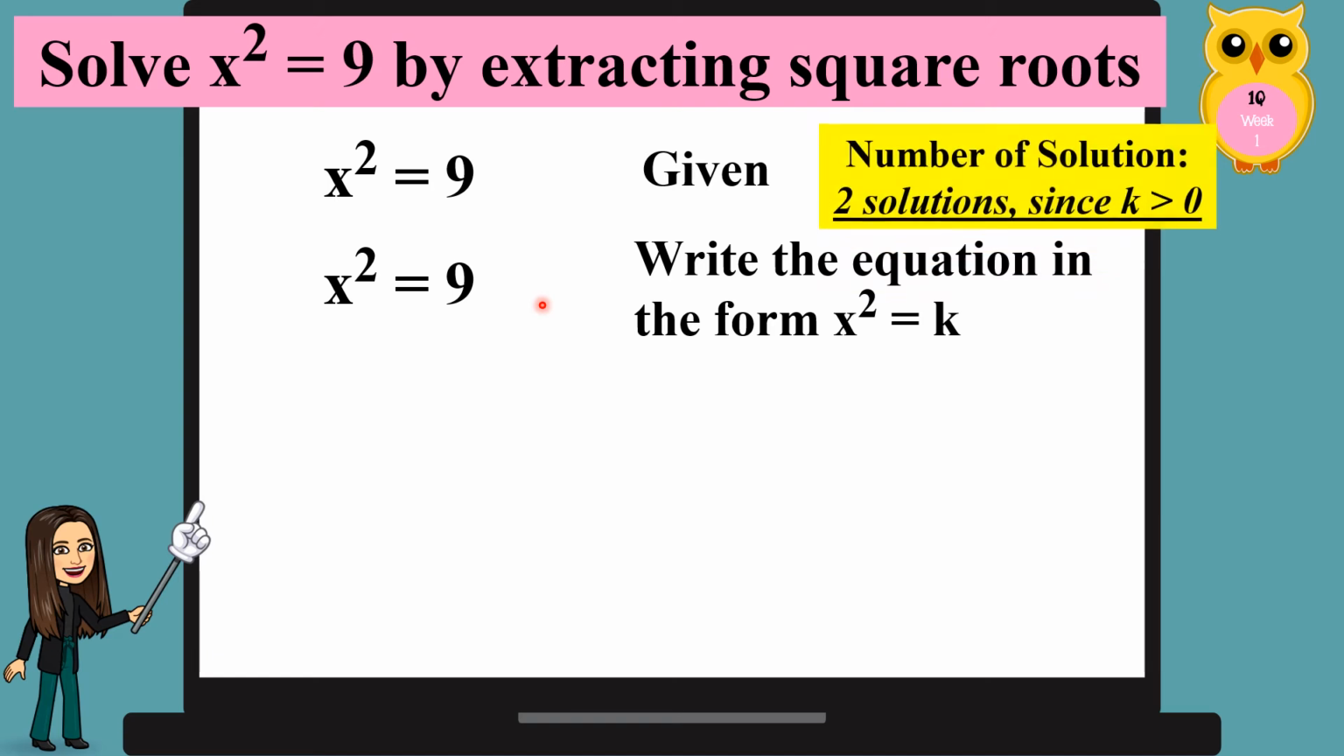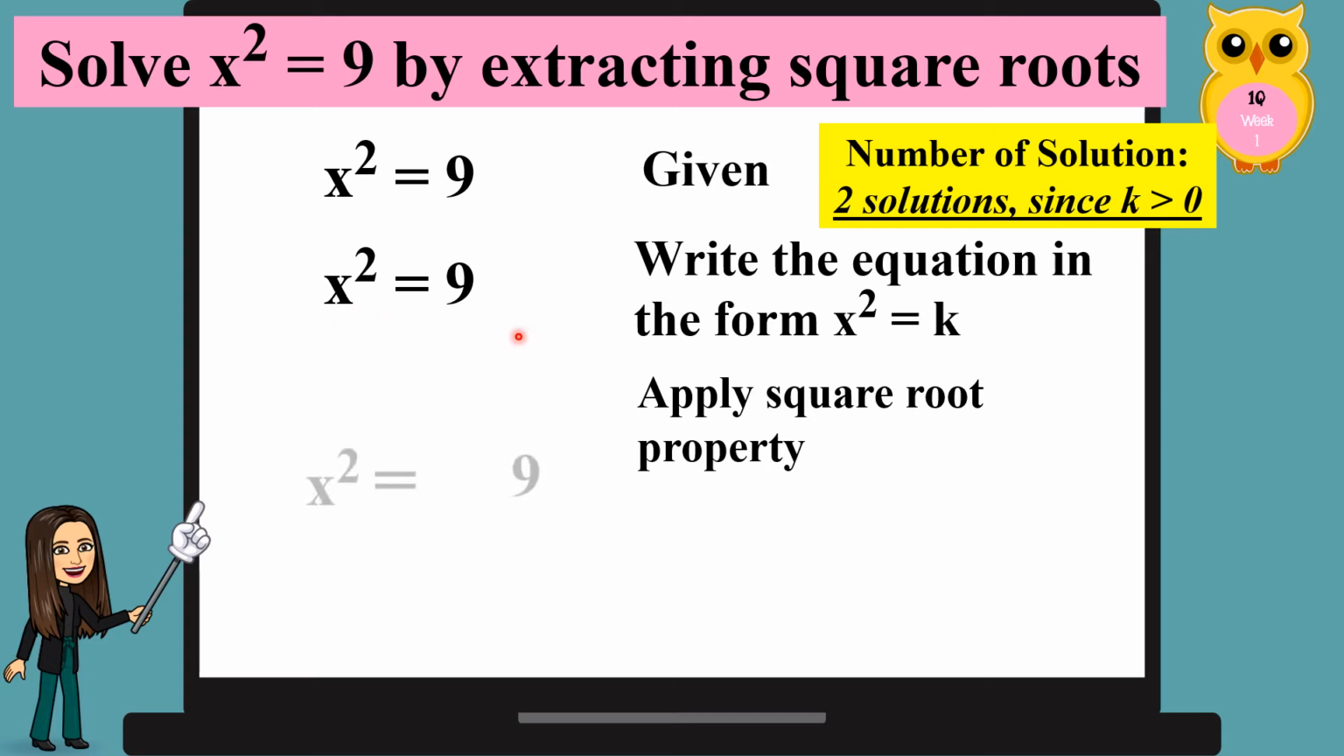Next, we are now to identify how many solutions do we have. Since the value of k is 9 and our k is greater than 0, then you can say that it has two solutions. Okay, so later on, as we move, we will prove what are these two solutions of the given quadratic equation. Next step, we can now apply here the square root property.